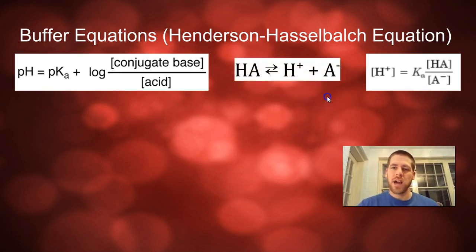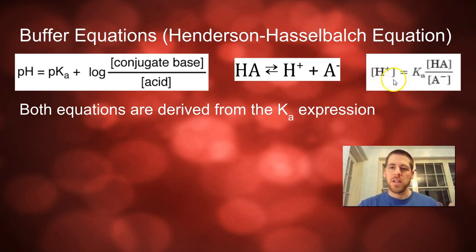You can kind of see how this is really just a derivation of the K expression, right? Imagine in your mind a little bit, K equals H+ times A- over HA. Do a little bit of rearranging, and this is actually what you get. Take the log of both sides, and you end up with this. We could also write this with a negative log here, and that would flip the fraction.